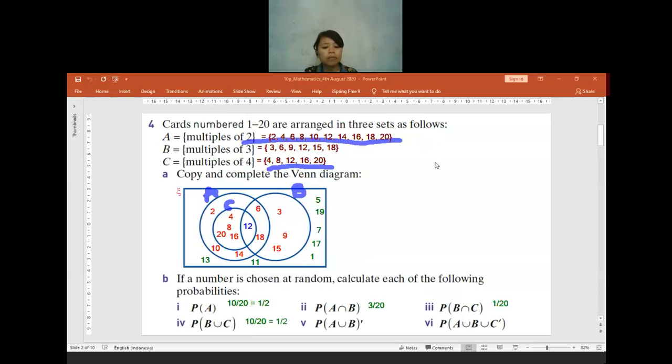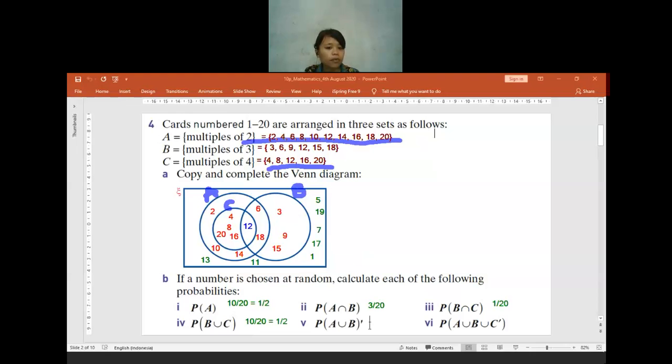Now for question 5. Probability of A union B complement. So it means we have to take all the numbers outside the circle A union B. So how many members are there?